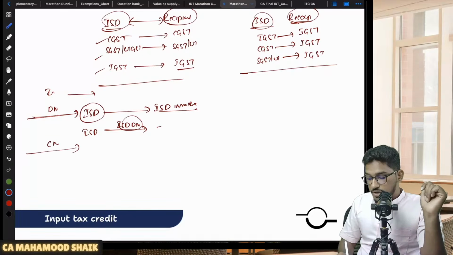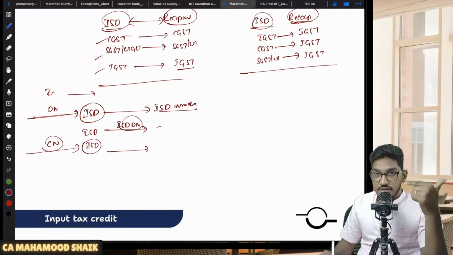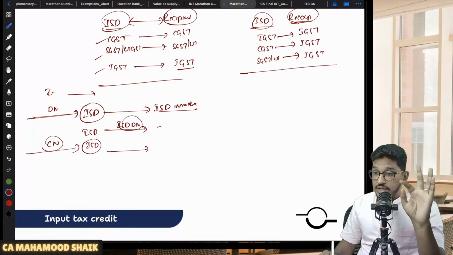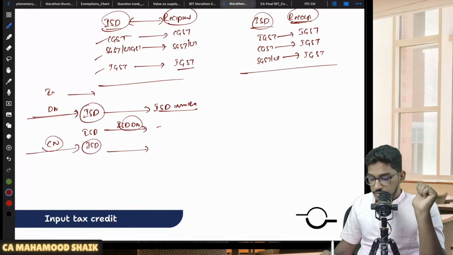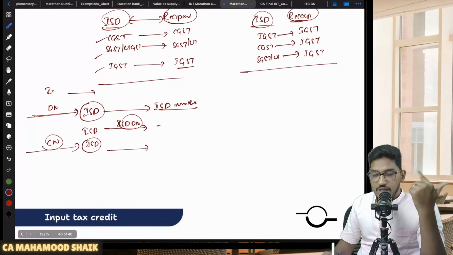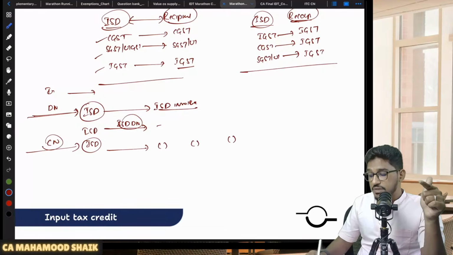Let us say ISD got a credit note. This head office got a credit note. Now even this credit note is also required to be adjusted. That means the credit note will reduce the amount of ITC distributed. So let us say previously you have distributed credit, but now you got a credit note. So now even this credit note related ITC also has to be distributed. What do you mean by distributing the ITC on the credit note? That will reduce the amount of ITC for the recipients.